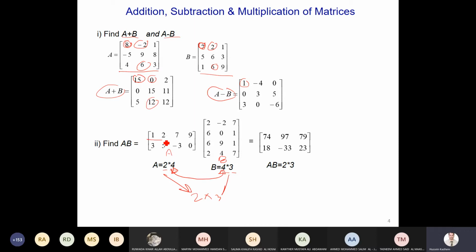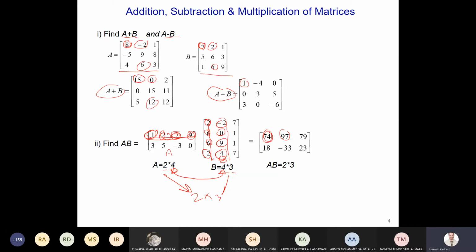Very easy. Row number 1 by column number 1 gives me the first entry. It means multiply 1 by 2, plus 2 by 6, plus 7 by 6, plus 9 by 2. It is supposed to give me 74. First row by second column: again, 1 by minus 2, 2 by 0, 7 by 9, 9 by 4. It gives me the second number, and so on. We need to be careful here because there are many numbers. I know it is easy for you to add, subtract, and multiply. These are easy stuff for you, but because there are many numbers, make sure to do them correctly.